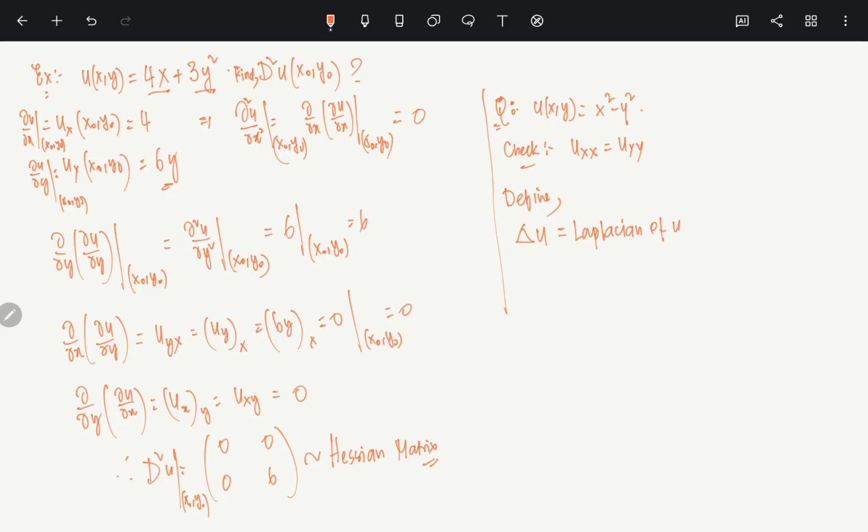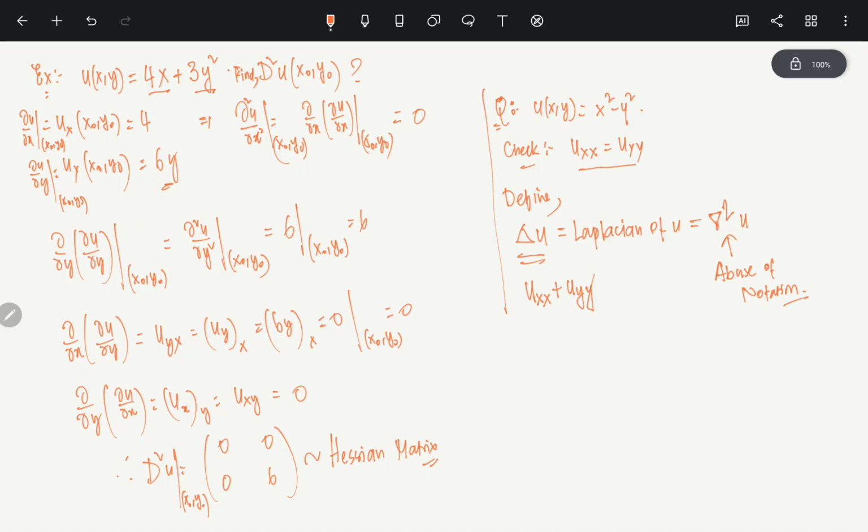Generally in engineering courses, or in physics also, we write it as del squared u. But this is an abuse of notation. Please understand, abuse of notation doesn't make any sense actually, but still we just write it like this. If you want to make it proper, you have to write it as Laplace of u. And it is basically u_xx plus u_yy.